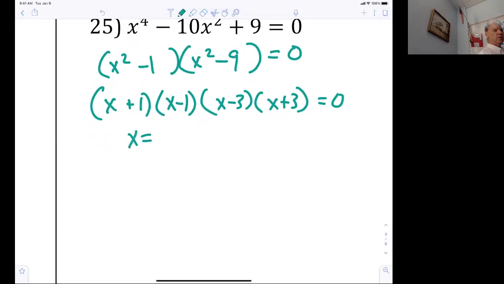X equals plus or minus 1 or plus or minus 3. That accounts for all 4. Notice the plus on top of the minus means either 1 or what? Minus 1. Now, I know some of you prefer to write it the other way, and that's okay. It means the same thing.